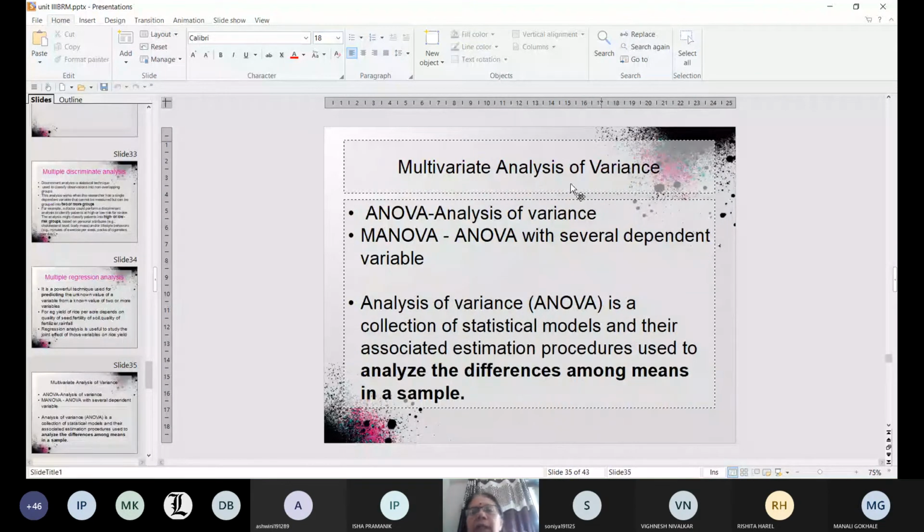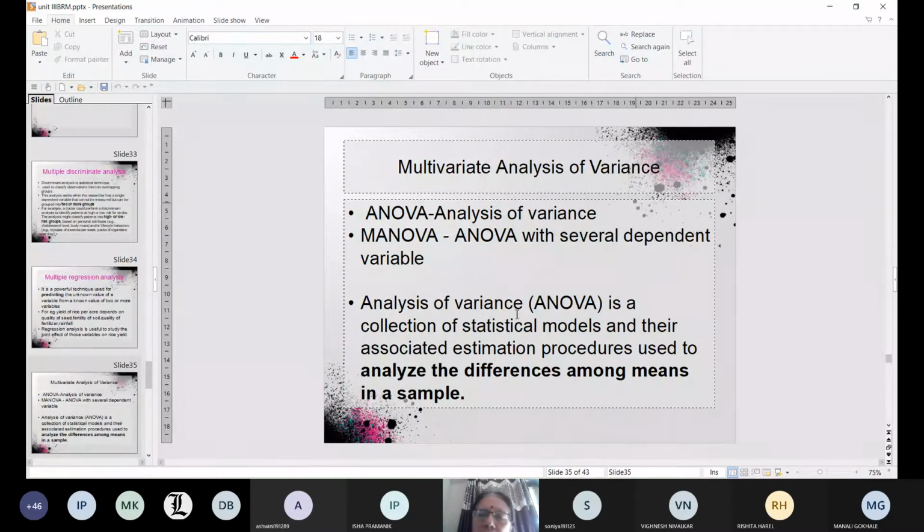The third is multivariate analysis of variance. The short form of analysis of variance is ANOVA: AN from analysis, O from of, and VA from variance. So it is called ANOVA. And when you are using it for multiple variates, it is called multivariate analysis of variance or MANOVA.